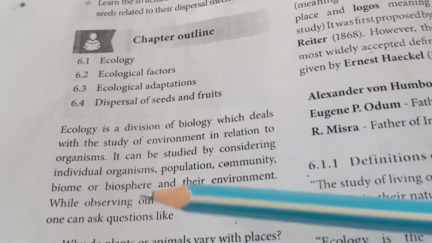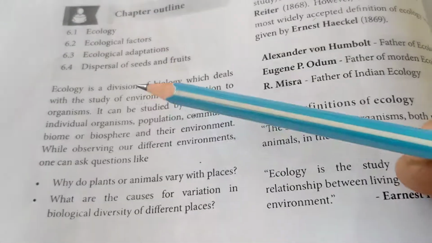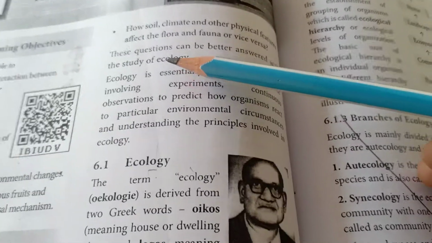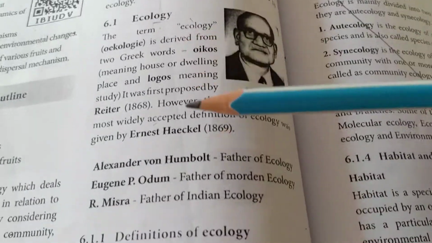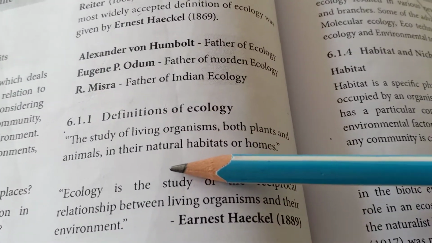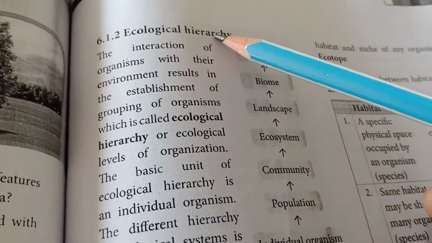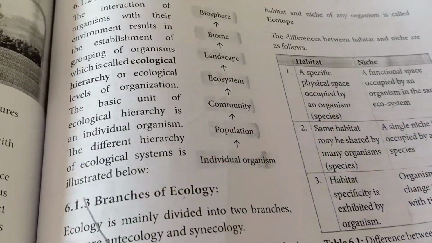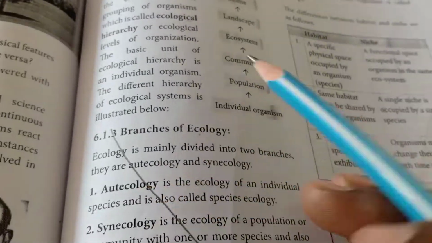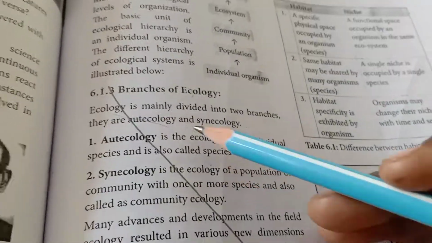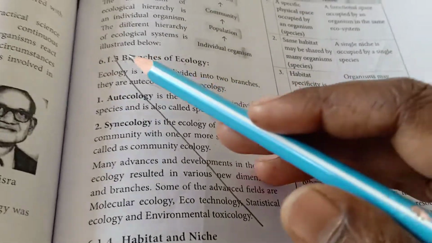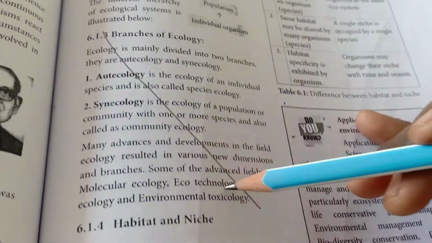So you got the chapter's outline. The introductory part is there, and what is ecology and the definitions of ecology are there. And 6.1.2, ecological hierarchy, is there, and it is a 2-mark question, followed by branches of ecology. It is deleted. So 6.1.3 is deleted.